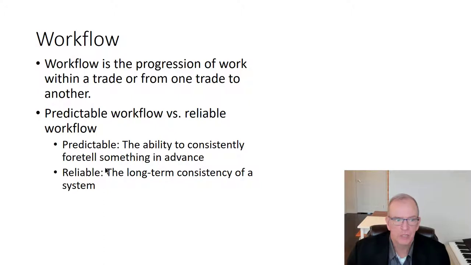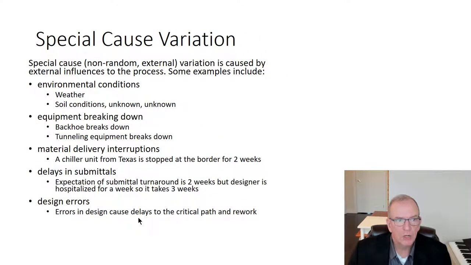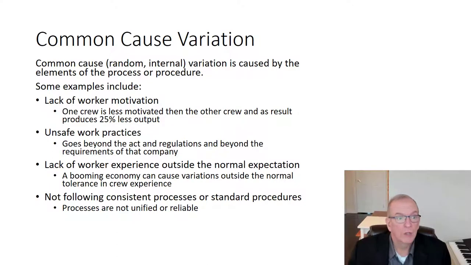And again, this is just an introduction. That makes us able to better foretell something in advance. That makes it more reliable, consistency in the system. So we work at trying to improve workflow by minimizing variation. And there are two types of variation, common cause and special cause variation, all right? So when we think about variation, we look at lack of worker motivation, unsafe work practices, lack of worker experience outside the normal expectation, not following consistent processes or standards. Then there's a whole pile of things from a lean perspective that we can do to work on these individual areas to bring about improvements, right?